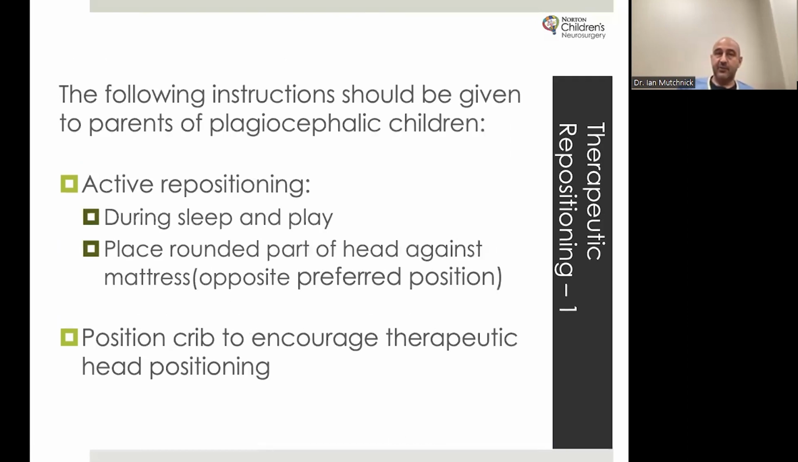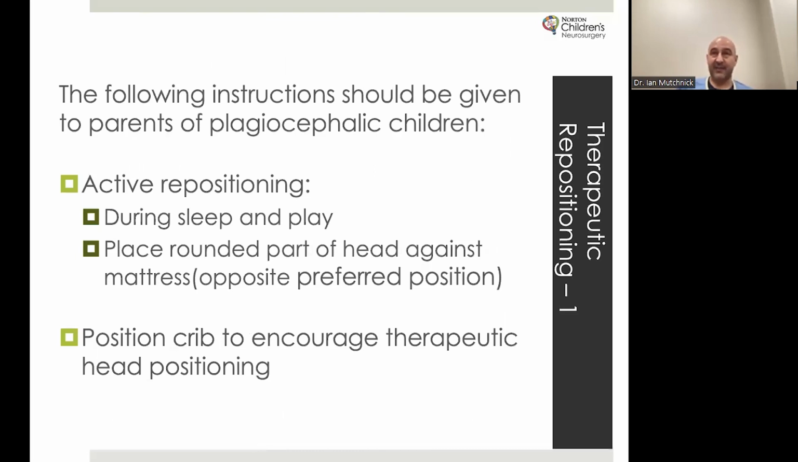If you have a kid who comes in with plagiocephaly, here is a set of instructions you can give to them. Active repositioning when they're sleeping and when they're playing. If they're laying on that affected side, actively reposition them, put them on the other side. Place the rounded part of the head against some kind of thing that won't compromise their sleep safety, although this is mostly with activity.